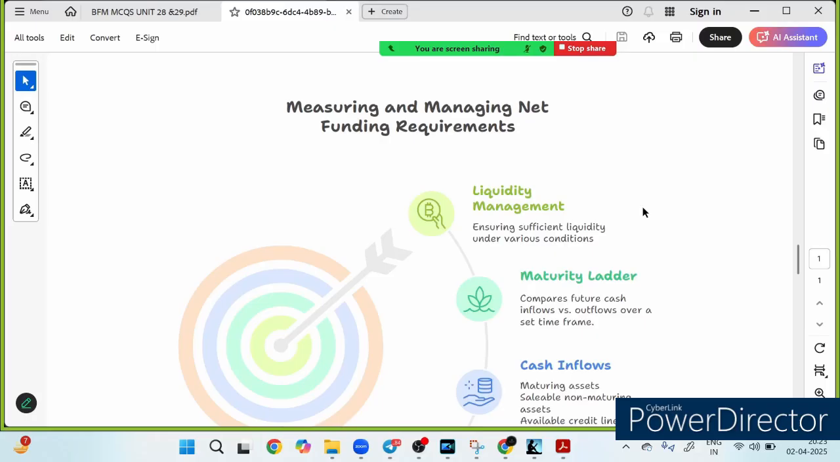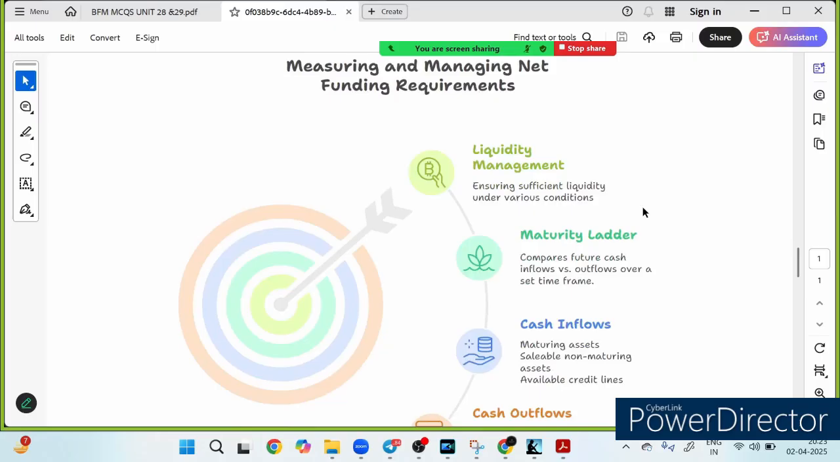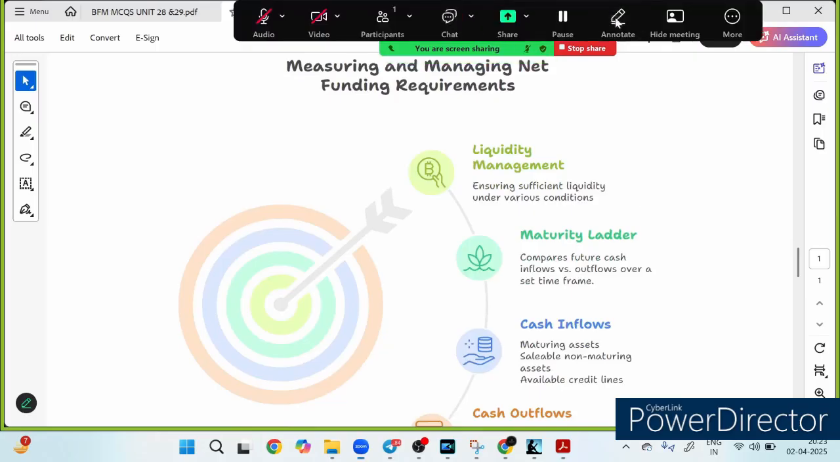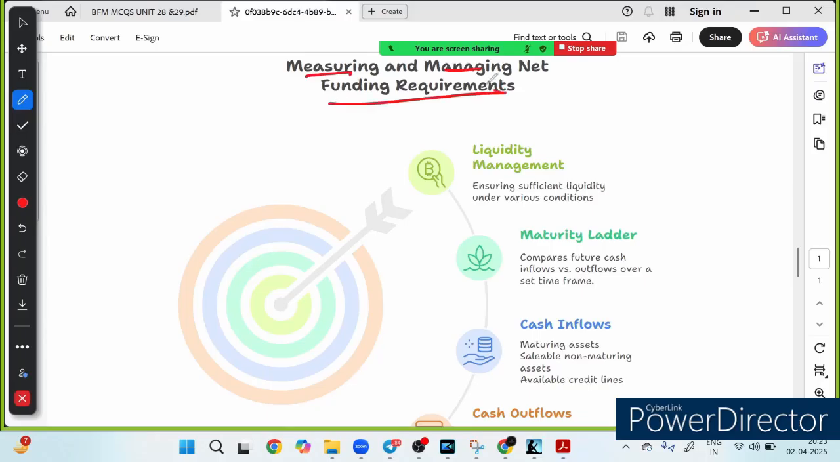Now friends, let's talk about net funding requirement. Here we are going to explore how net funding requirements are measured and managed within the bank. Yes, we are going to talk about measuring and managing the net funding requirement, a crucial part of maintaining a bank's liquidity. Let's break it down into three major areas.